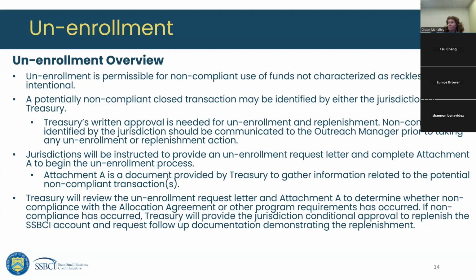Treasury would then review the request letter and Attachment A, and Treasury will confirm Treasury's agreement by providing the jurisdiction with a conditional approval email. The conditional approval will ask the jurisdiction to provide the supporting documentation demonstrating that the jurisdiction has replenished the SSBCI account for the amount of the unenrollment. Okay, move on to the next slide.